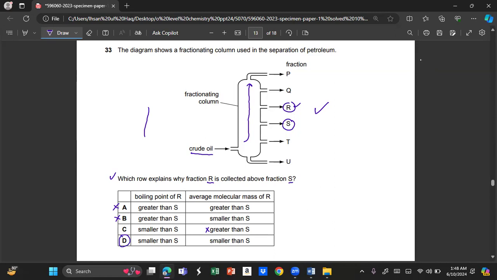Option D, R is smaller than S. The boiling point of R is smaller than S. Yes, it is. And its relative molecular mass should be smaller than S. As I told you earlier, the fraction with low relative molecular mass, which will be lighter, will move to the top and will be distilled over first, and vice versa. Hope you understand, option D is correct. All three other options have been rejected.